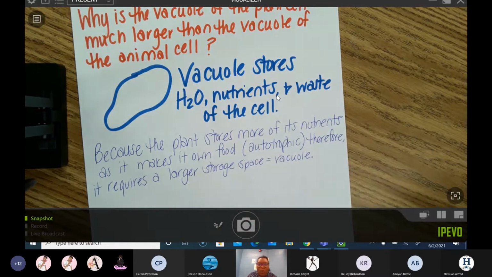The animal does not store most of its food in its cells because it has to constantly go and find it. So the animal has much smaller vacuoles. Take some time to finish writing that down.